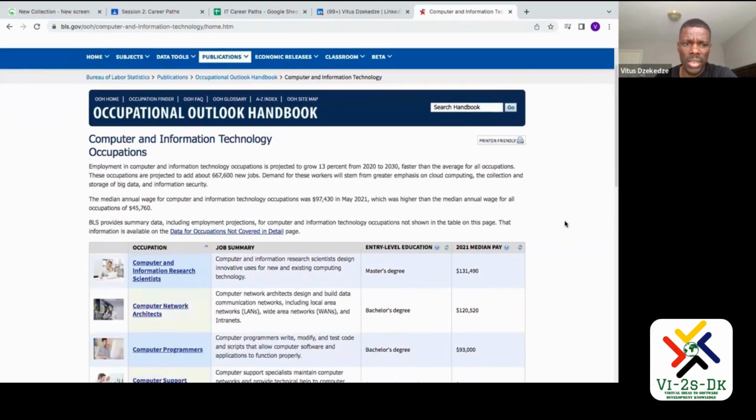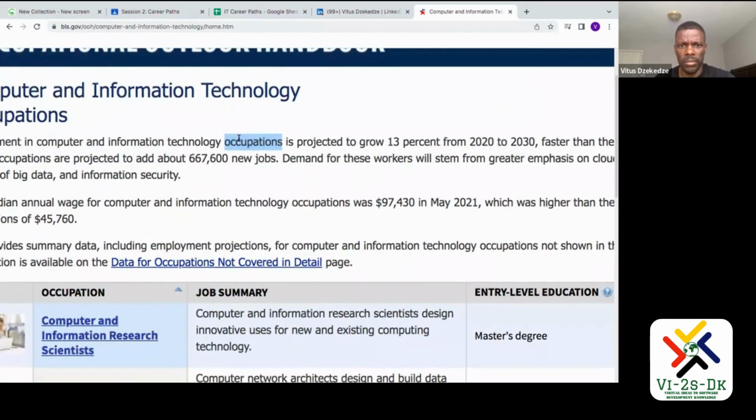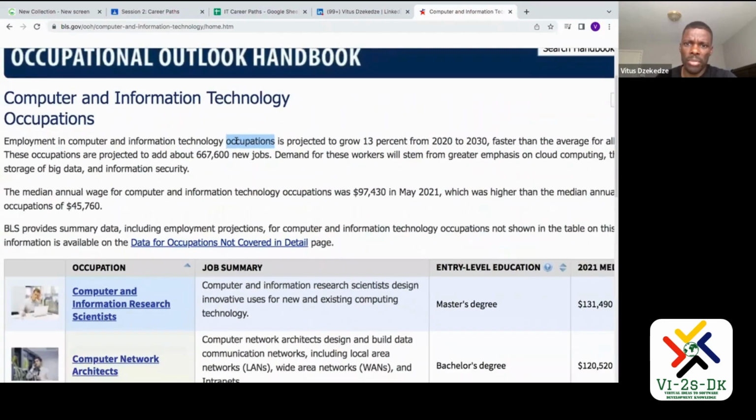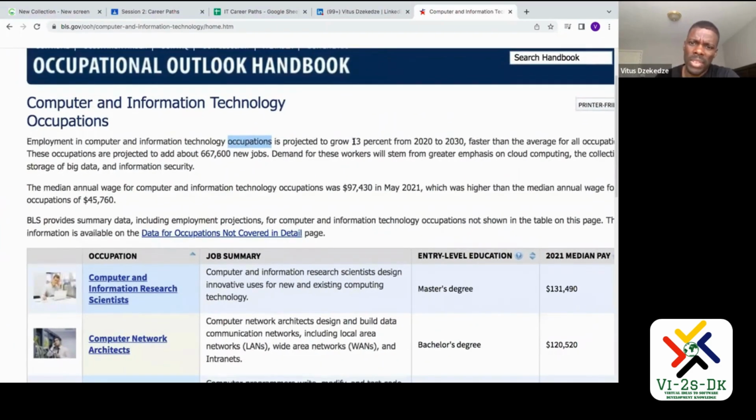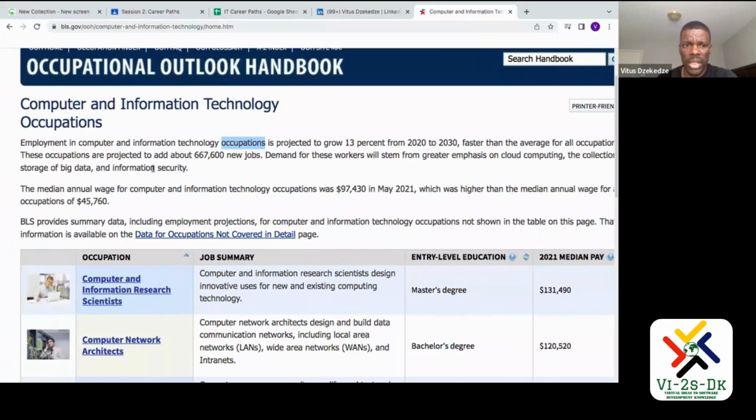So from here, I should make this bigger a little bit. The occupations are projected to grow 13% over an 8-year period, okay? It's faster than the average. Everybody knows that IT jobs are hot, right? The occupations are projected to add almost 700,000 new jobs. Now, this is focused on the US only. If you look at the world at large, it's even bigger than that, okay? And the demand for these workers stems from greater emphasis on cloud computing, collection and storage of big data, and information security. So those three, again, stand out.